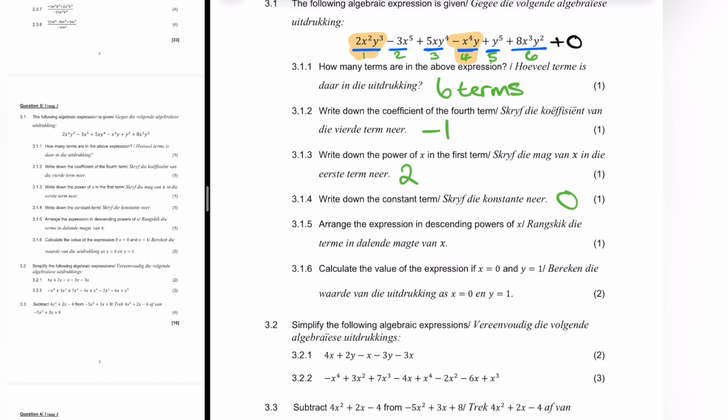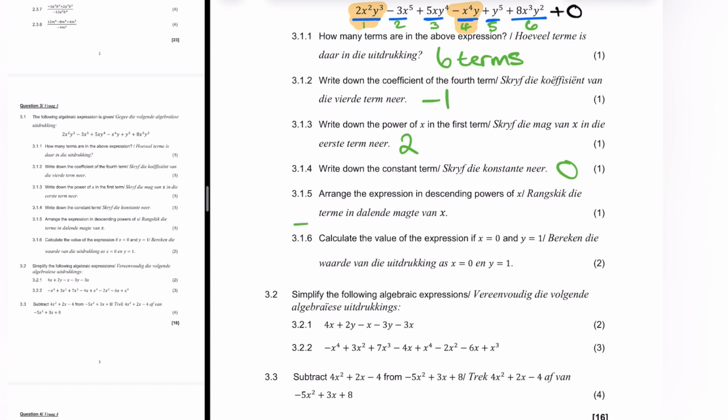En ek kan sien dit is die tweede term. So negatief 3x tot die mag 5 sal nou eerste geskryf word. We'll write negative 3x to the power 5 first, because that has the highest power of x. We're going from biggest to smallest, descending. So we're starting with the biggest power of x and working our way down. Please note that you write the entire term that carries that power of x, not just the x or the powers.